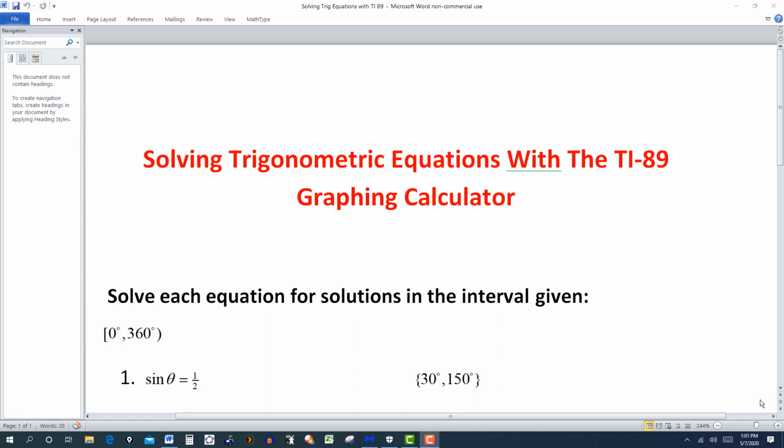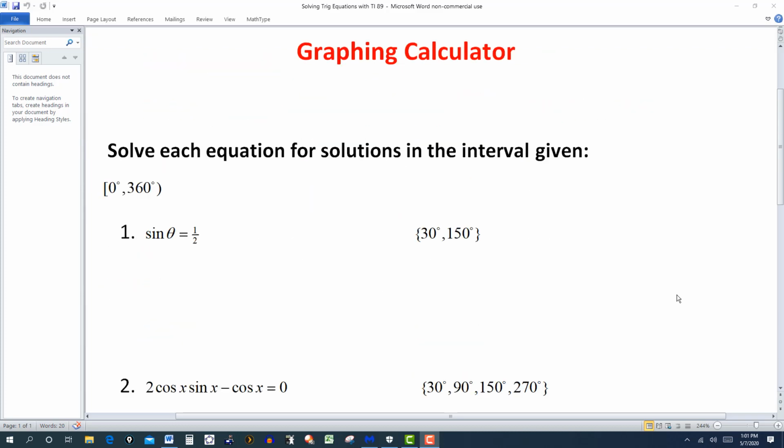In this video, I'm going to solve some trigonometric equations using the TI-89. There's three trig equations. We're going to solve them in the interval from 0 degrees to 360. Sometimes they'll ask you to solve them in the interval from 0 to 2 pi when they want the answer in radians. You can easily convert to radians once you have it in terms of degrees.